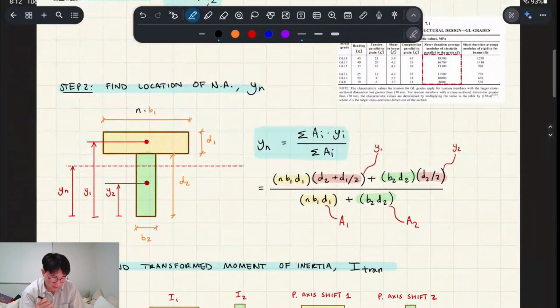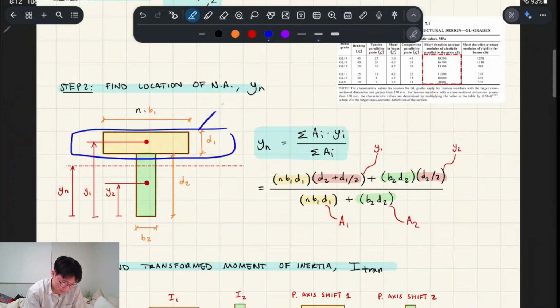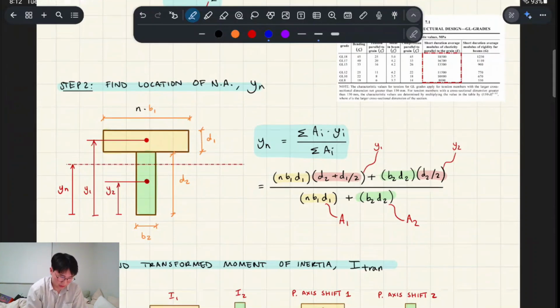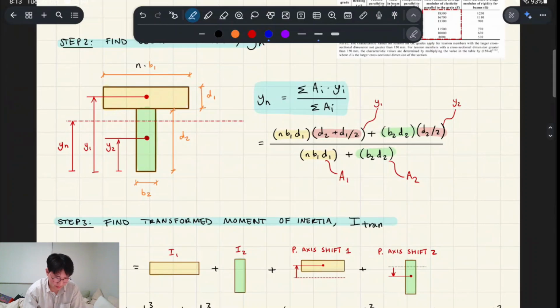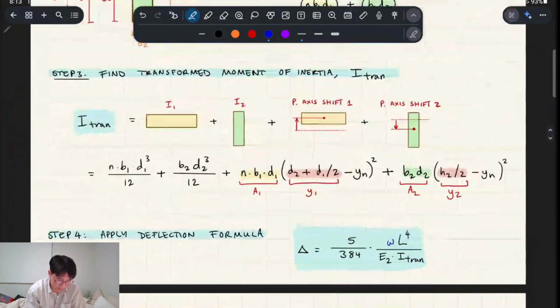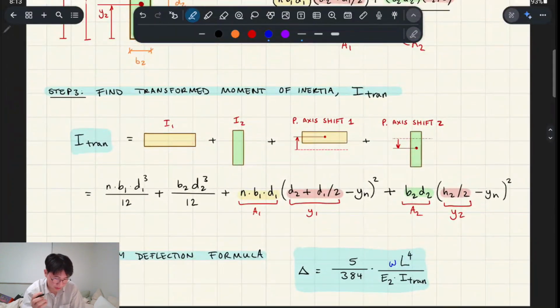Next, you have to find the location of the neutral axis, right? So this is on the transformed section. So this is already the one that was, what did I say, 1,200? Yeah, this was already 1,200 or something. And you find where that average, what's the word for it? You're finding the Y centroid, basically. You're finding the Y centroid. Center of shape, I guess. And then step 3, find the transformed moment of inertia.